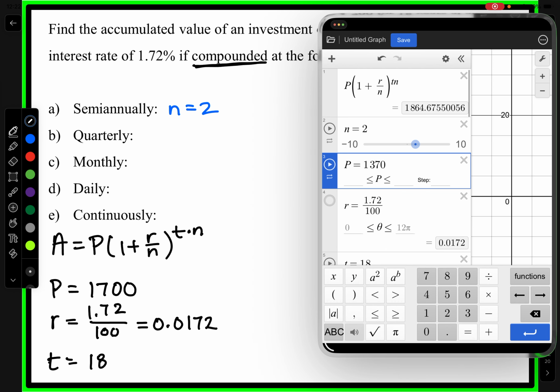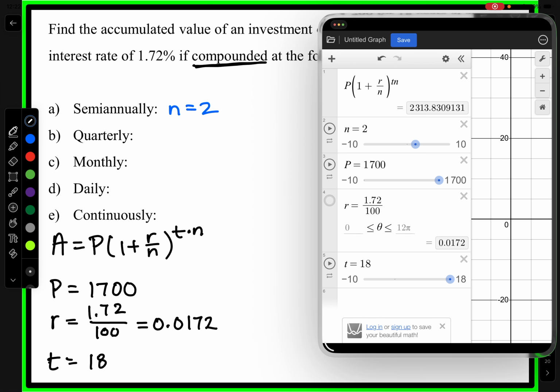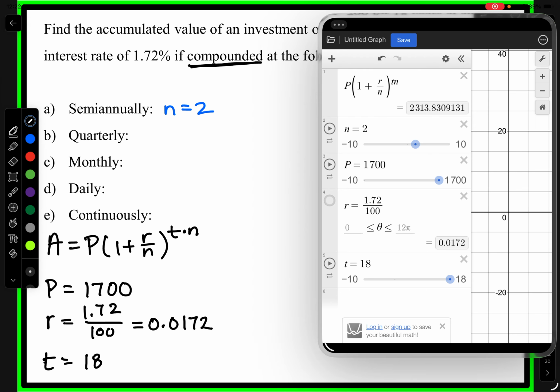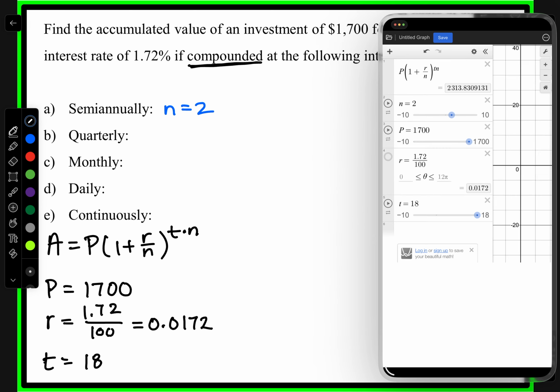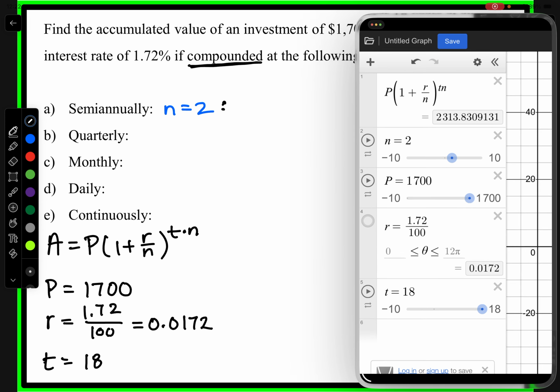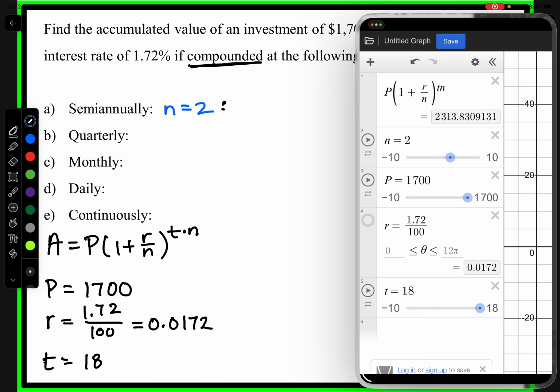Oh, I changed this number. Let me go back and change that back to the original value, 1,700. There we go. Okay. So when the value of N is 2, the amount of money that is earned here is $2,313.83.